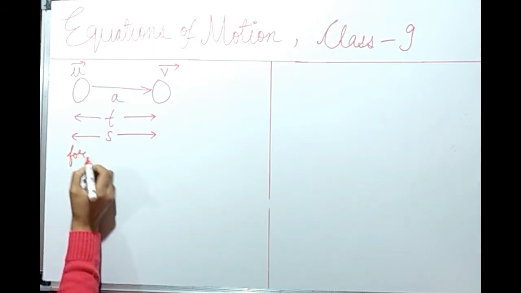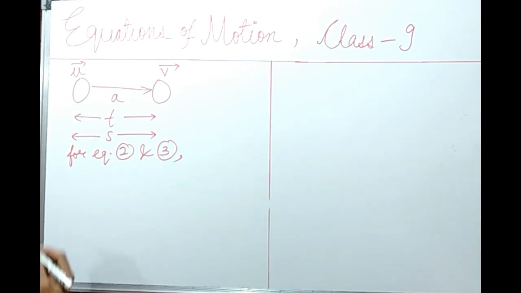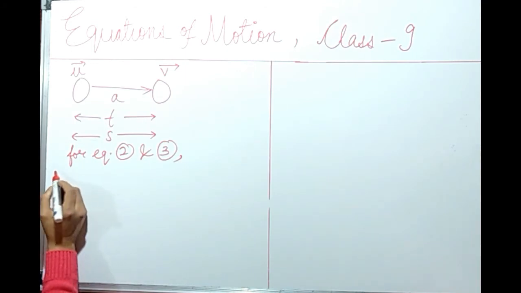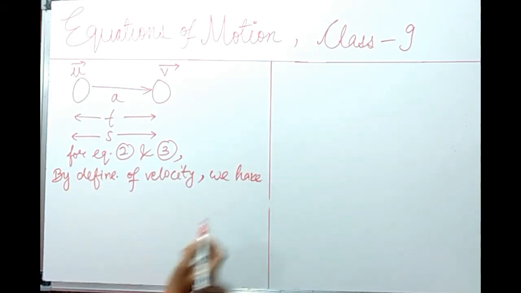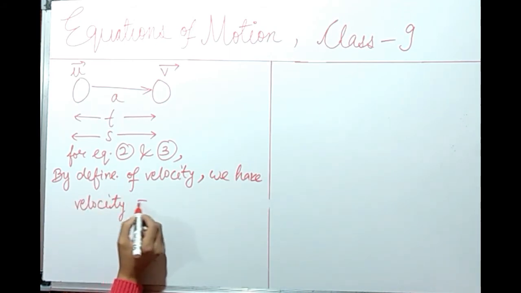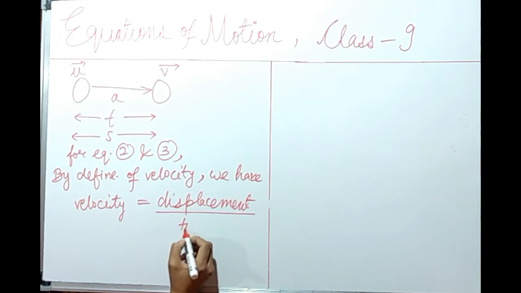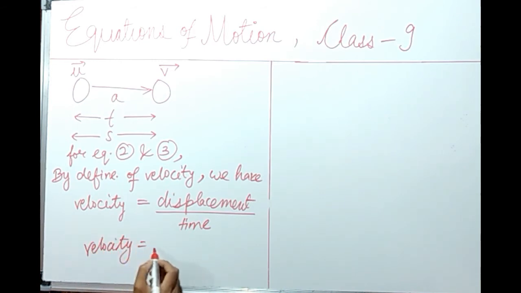For equations number 2 and 3, first write the definition of velocity. By definition of velocity, we have displacement upon time. This can also be written as velocity equal to s upon t. s is displacement and time is represented by t.